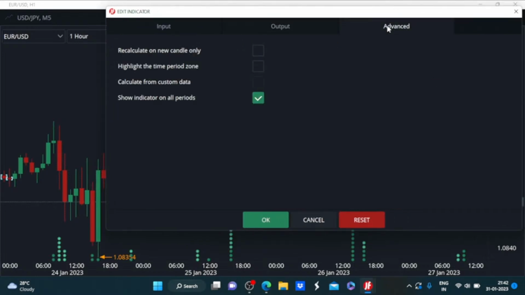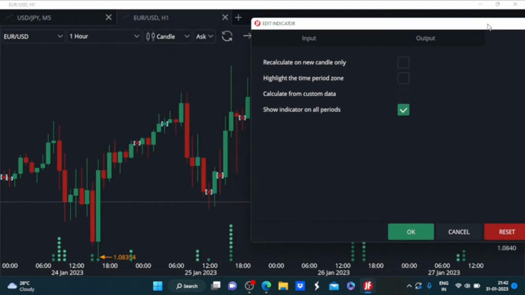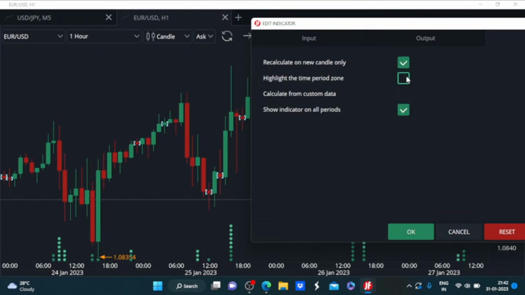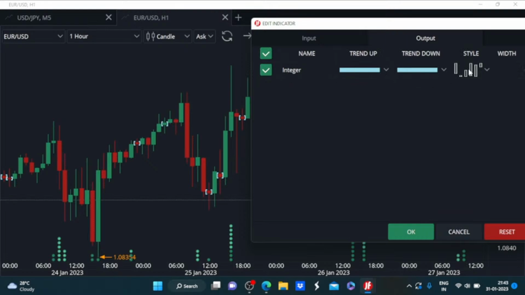Advanced editing options. Suppose if you want to work with the formation, then you also have to know how to better customize these options. But given the fact that this particular candle formation is simply based on a single candle, this recalculate on new candle is not really going to cast much of an impact. Highlight the time period zone, same thing applies here. Only a single candle is going to be highlighted, regardless of if we apply for this option or not, because we have this styling combination for output in place.